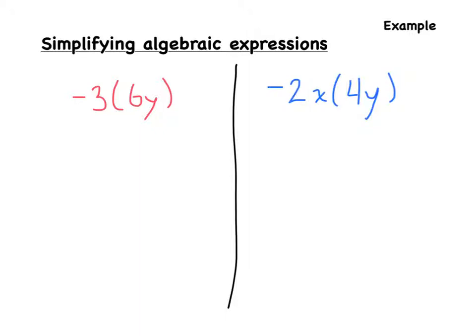So now we're going to be multiplying some numbers, but we're also going to be throwing in some variables. This is pretty simple. Just follow along and see what we can do.